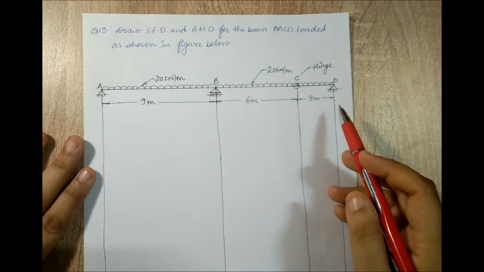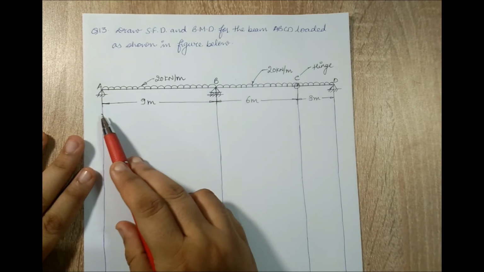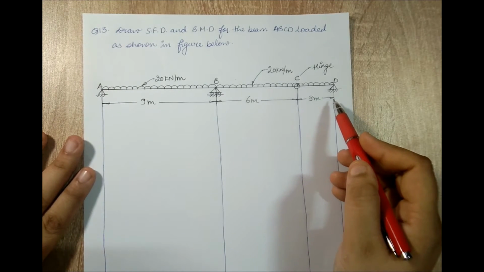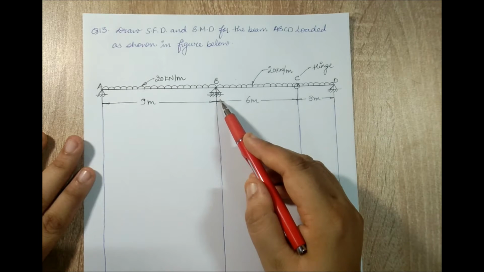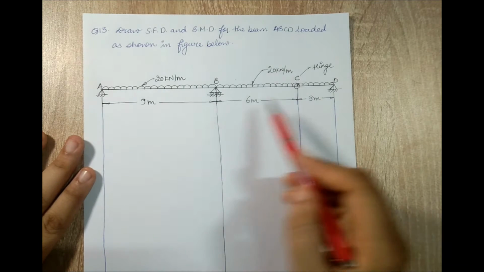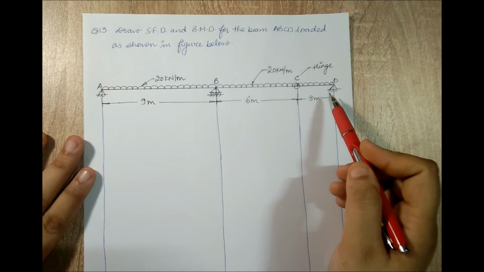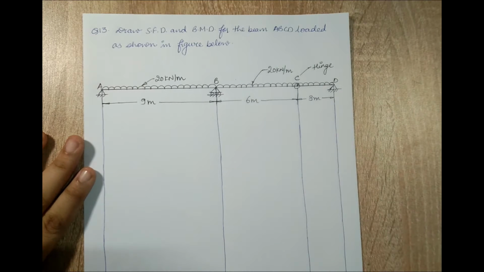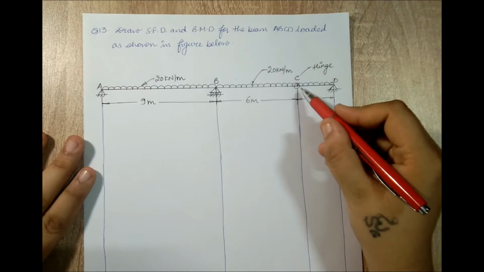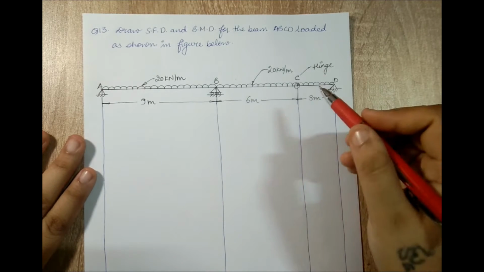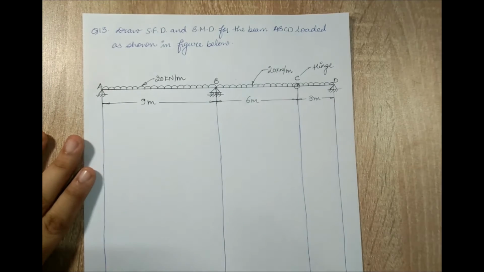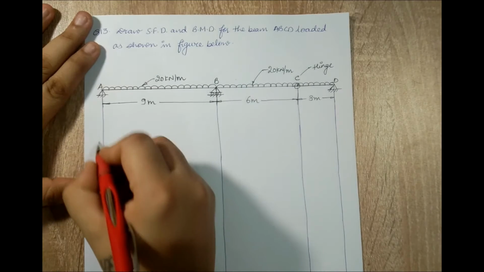Here there is a beam A to D. At A there is a hinge, at D there is also a hinge, at B there is a roller support. Over the entire beam there is UDL. Now, question number 13 about internal hinges in beams. At point C, there is a hinge. So, I'll first draw the FBD of this beam and then I'll show you how to solve using this beam.